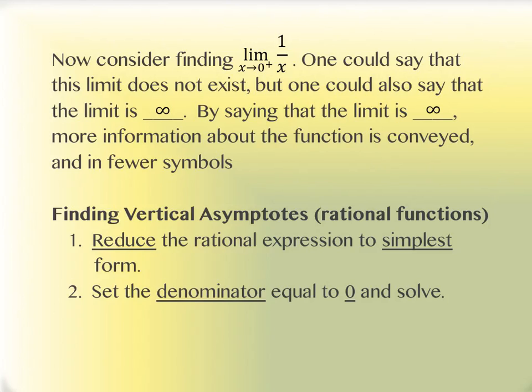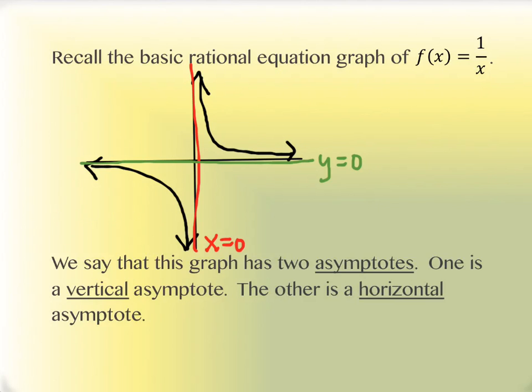So we're going to consider taking that graph that you've drawn and finding the limit as x approaches 0 from the right. We could say that the limit doesn't exist because it's approaching an asymptote, and that would be correct. We could also say the limit's infinity. And by saying that the limit is infinity, more information about the function is conveyed and in fewer symbols. So I want to go back to this picture for a second, and then we'll talk about the vertical asymptote.